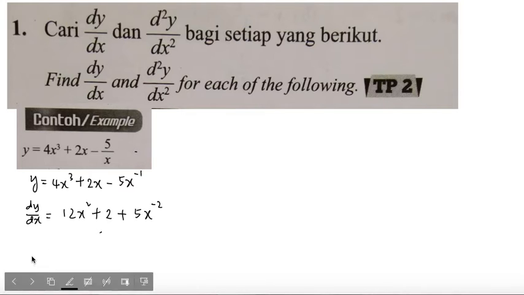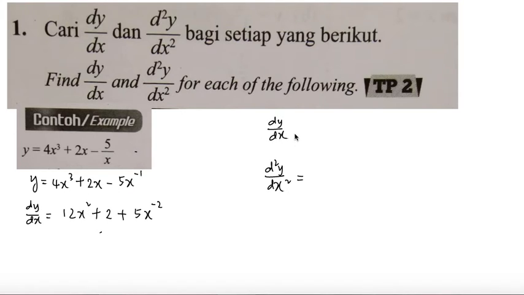Now same as just now, d2y dx2 I put here because there is not enough space. dy dx, I copy this one again. So 24x, this one 2 no more, and then plus minus minus 10 x power negative 2 minus 1, negative 3.